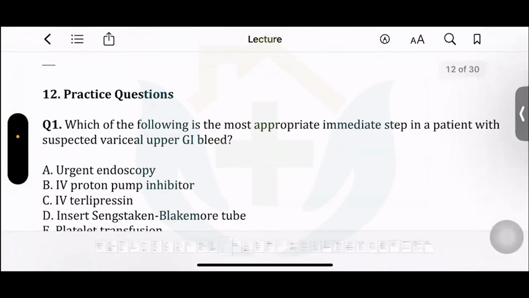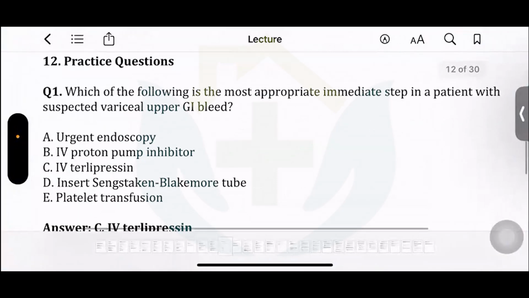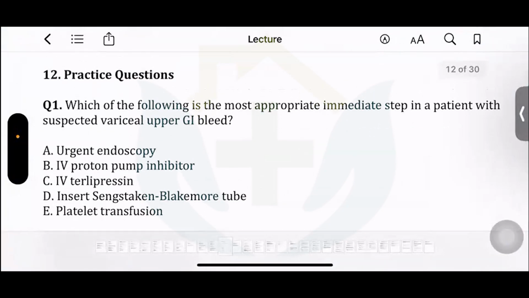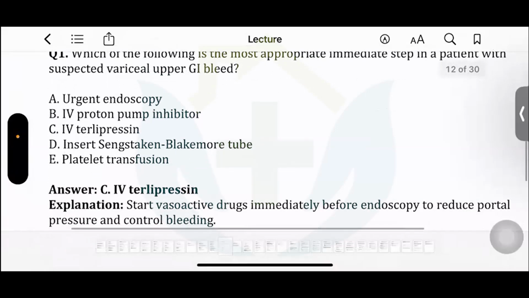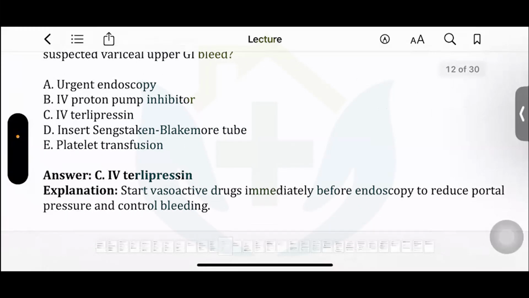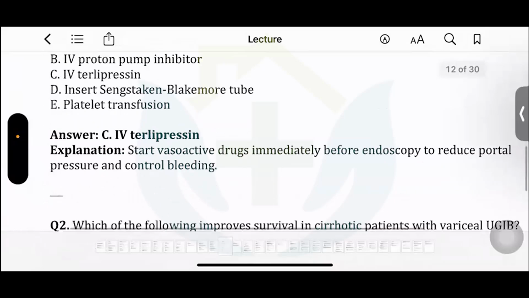So the question is, which of the following is the most appropriate immediate step in a patient with suspected variceal upper GI bleed? Urgent endoscopy, IV proton pump inhibitor, IV terlipressin, inserting a Sengstaken Blakemore tube, or platelet transfusion. IV terlipressin, sir. So starting vasoactive drugs immediately before endoscopy is the standard of care.